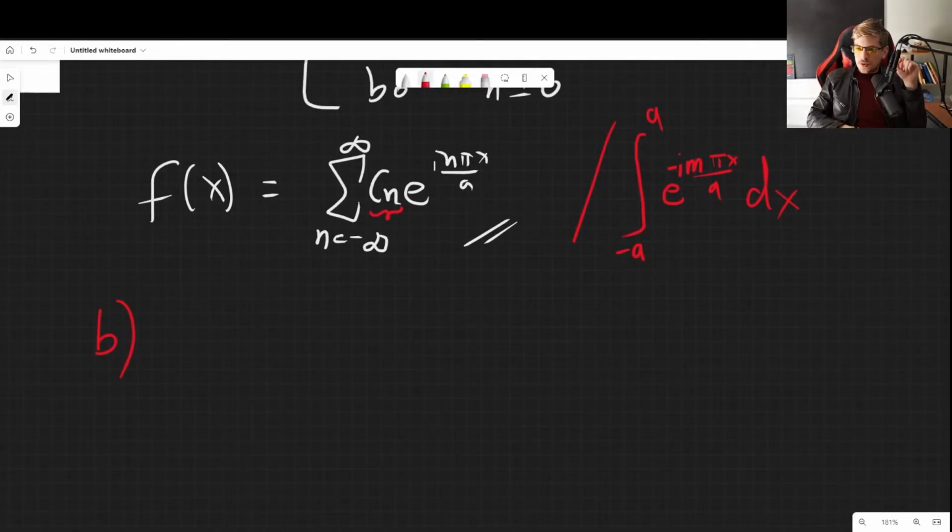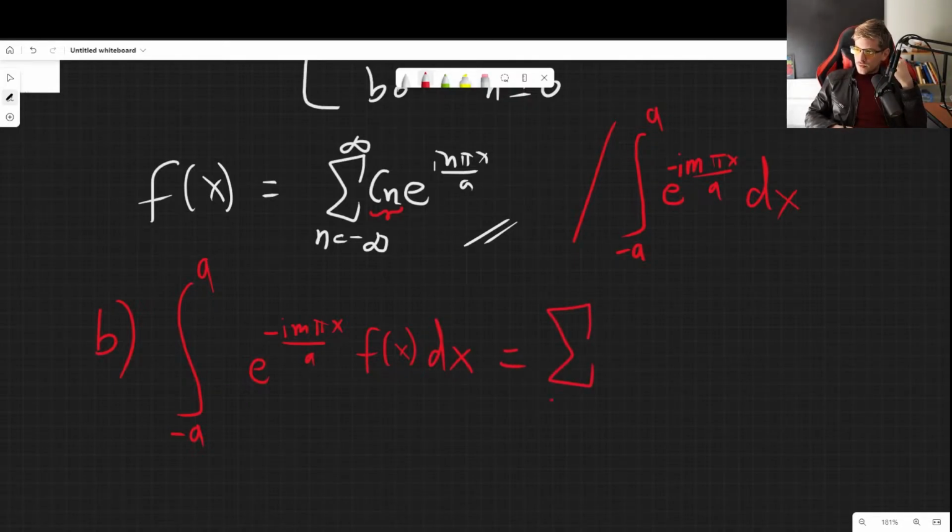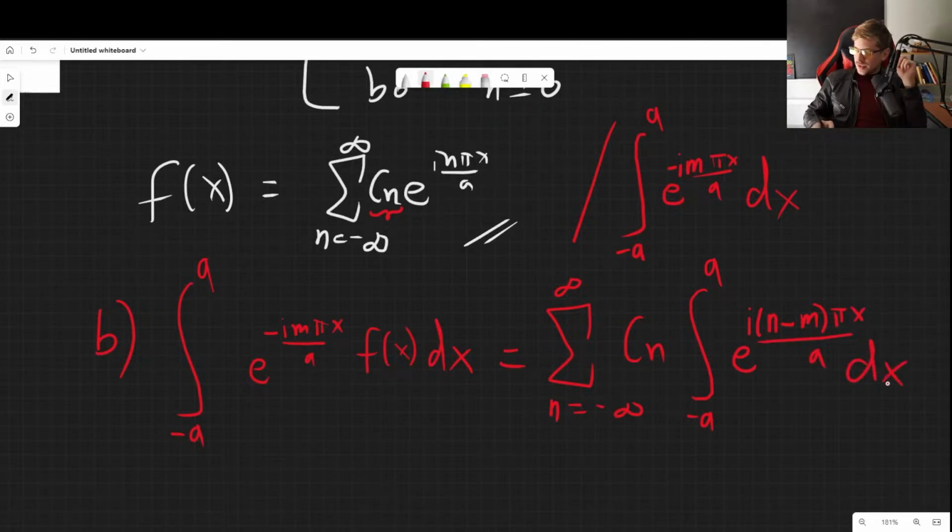So let's go. We get, on the left-hand side, the integral from minus a to a of e to the minus imπx over a times f of x dx. And on the right-hand side, we have the sum still. The coefficients don't depend on x or on m, so they can stay outside of the integral. There's nothing going on there. But now the exponential does depend on x, so that does have to be considered inside. So we get e to the i(n minus m)πx over a dx.